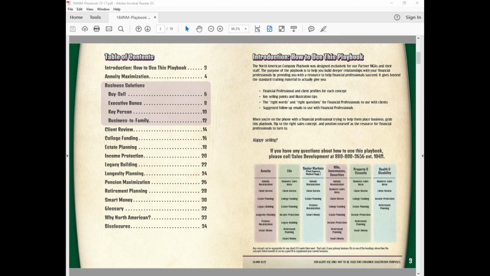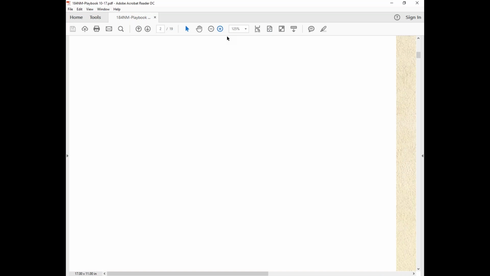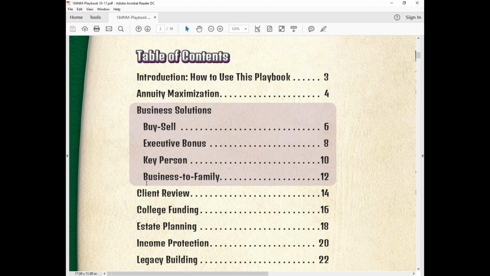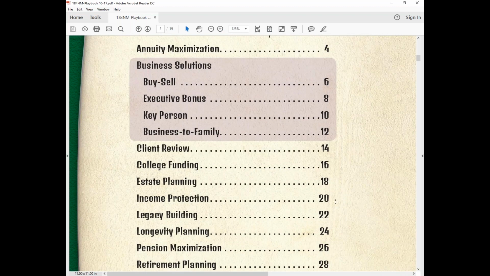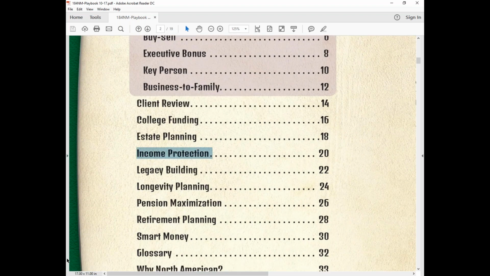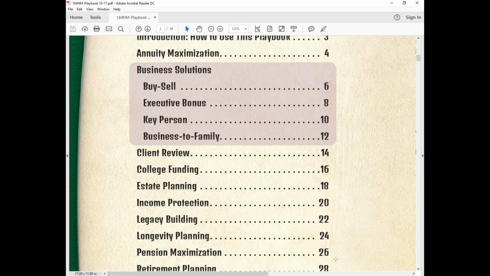I clicked too many times. So here is going to be the first page, the table of contents. I'm going to take a moment and zoom in on some different areas here so that you can see it a little bit better, because I know it can be kind of small coming across in the screen share. But first off, this is the table of contents. We have many different sales concepts here at North American Company, and all of them can be found in this playbook. So if you wanted to take a moment to learn more about income protection, legacy building, retirement planning, smart money, you can find those very easily by their page number by looking at this table of contents.